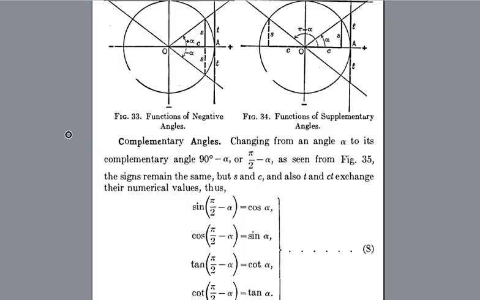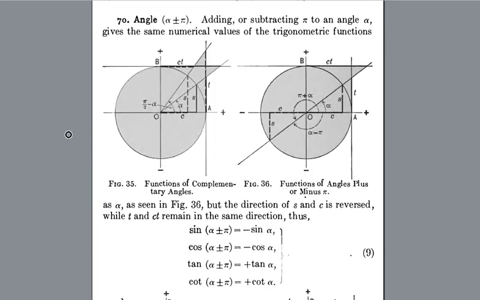Angles alpha plus or minus pi. Adding or subtracting pi to an angle alpha results in trigonometric functions with the same numerical values as those for alpha, as shown in figure 36. However, the direction of the projections labeled S and C is reversed, while the directions of T and CT remain unchanged. This results in the following relationships.